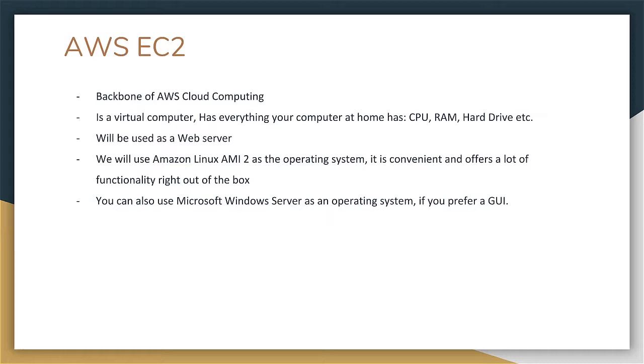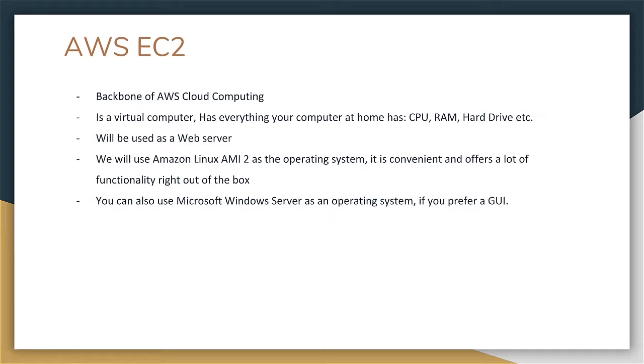I would say aside from VPCs, the EC2 instance is probably one of the most important parts of AWS. It's essentially the backbone of AWS cloud computing. It is the computing in cloud computing. It is a computer basically. However, it's not a physical computer, it's a virtual computer, but it has everything your computer at home does, such as CPU, RAM, hard drive, and everything else your computer at home does.